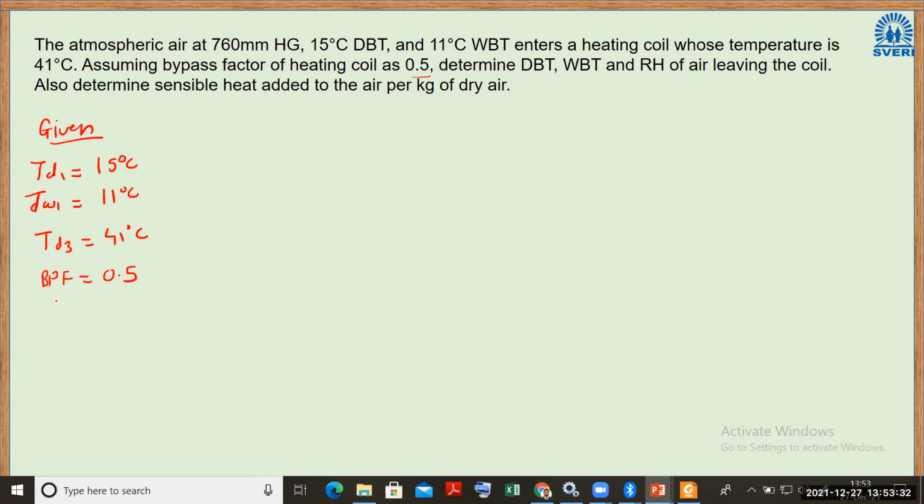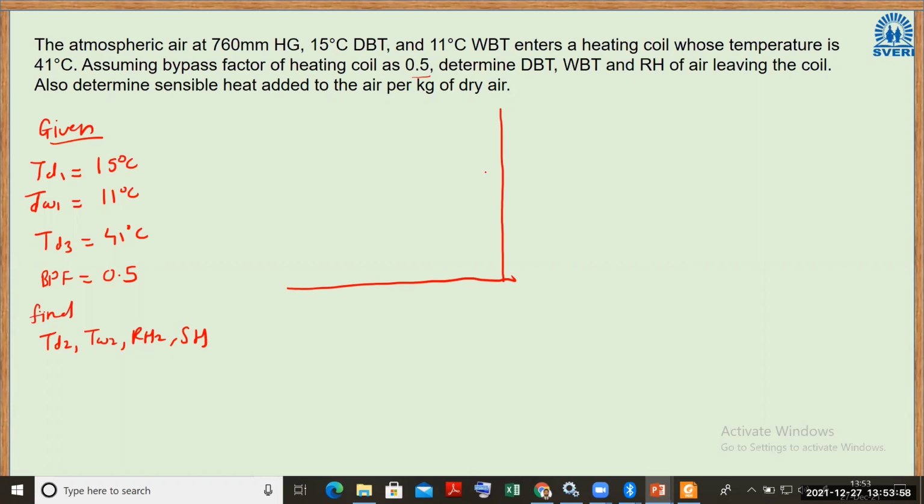Determine DBT, WBT, RH of the leaving air. Also determine the sensible heat added. So we have to find out TD2, then TW2, then RH2. Then we have to find out the sensible heat added, right? So it is a simple example, related to sensible heating only.